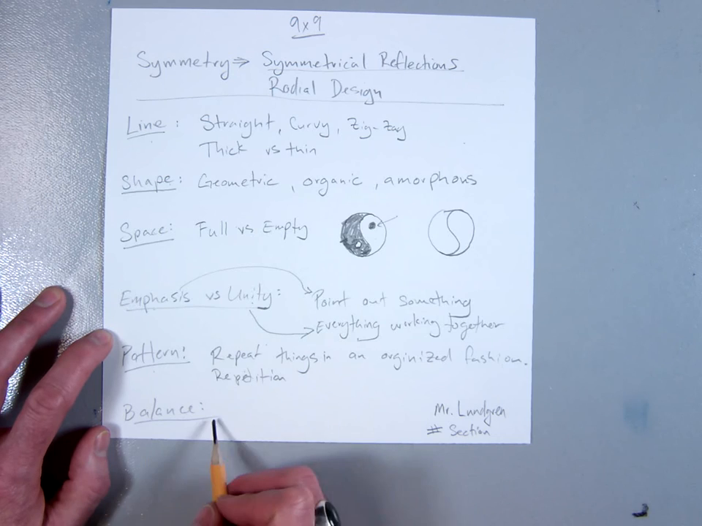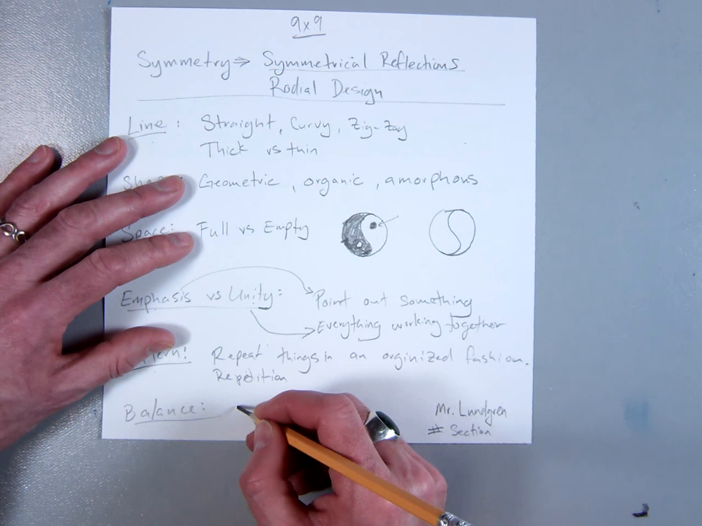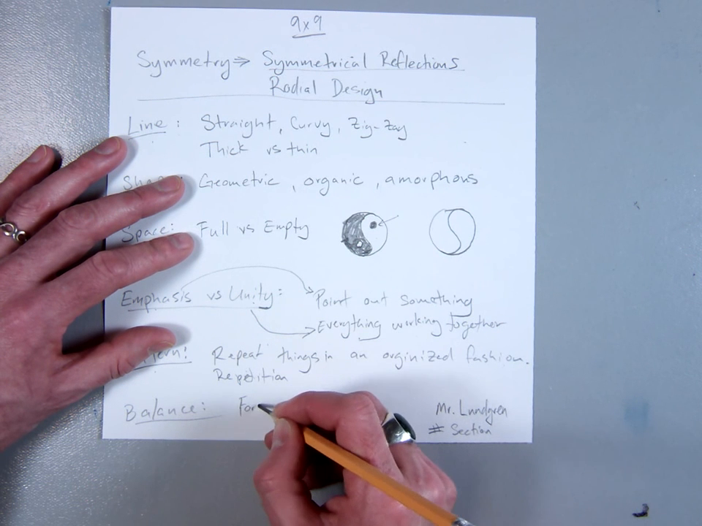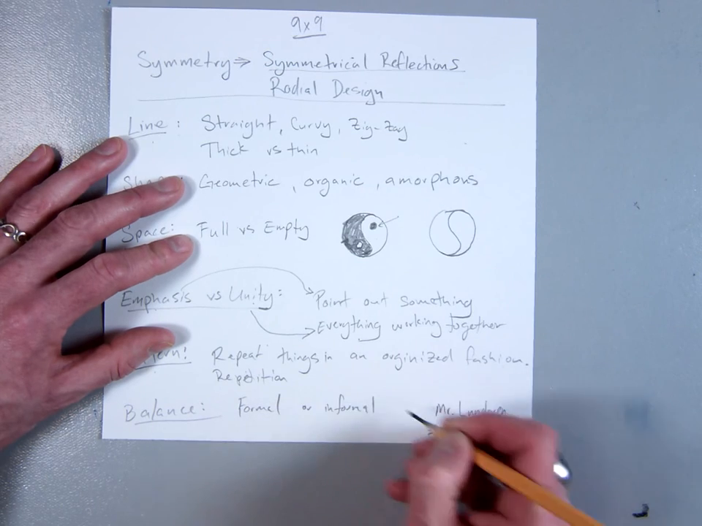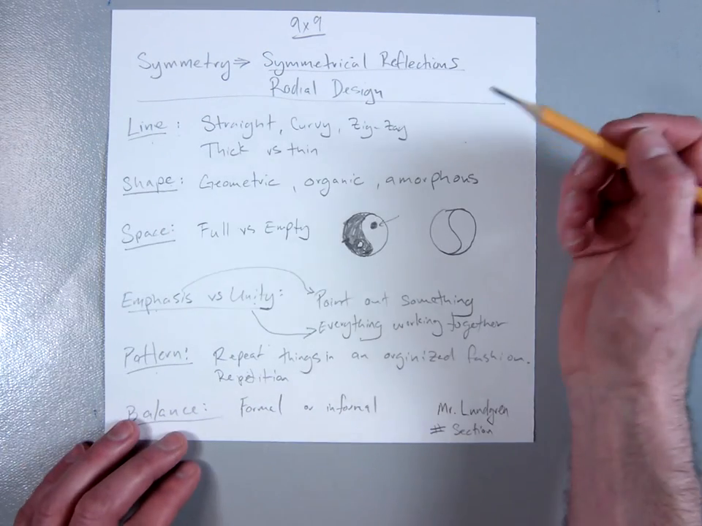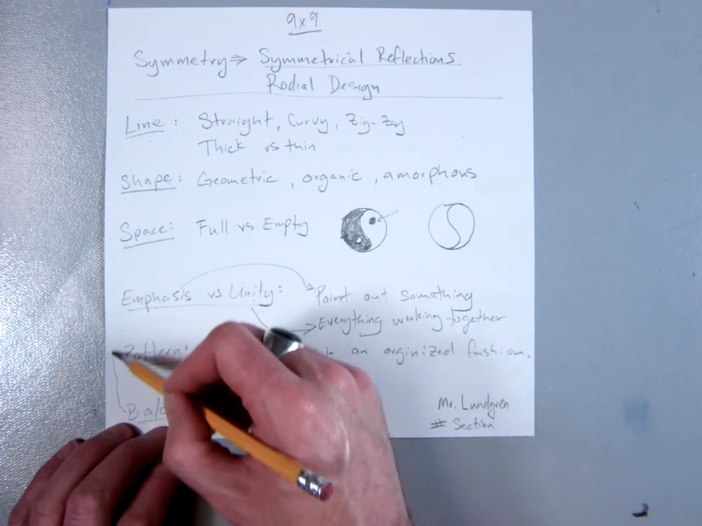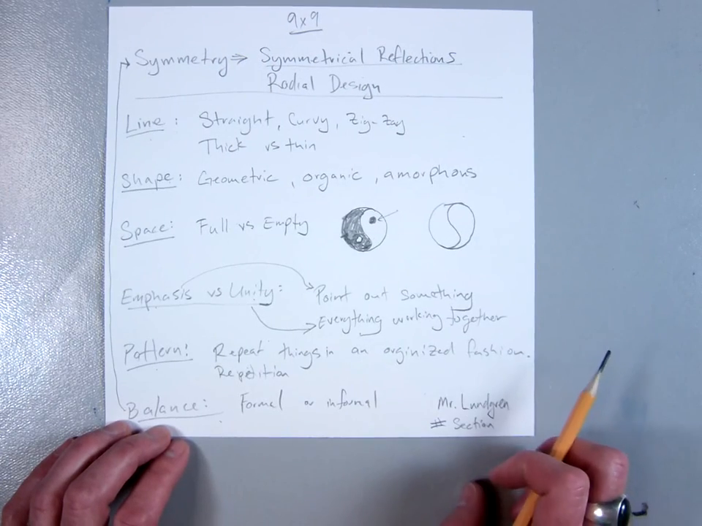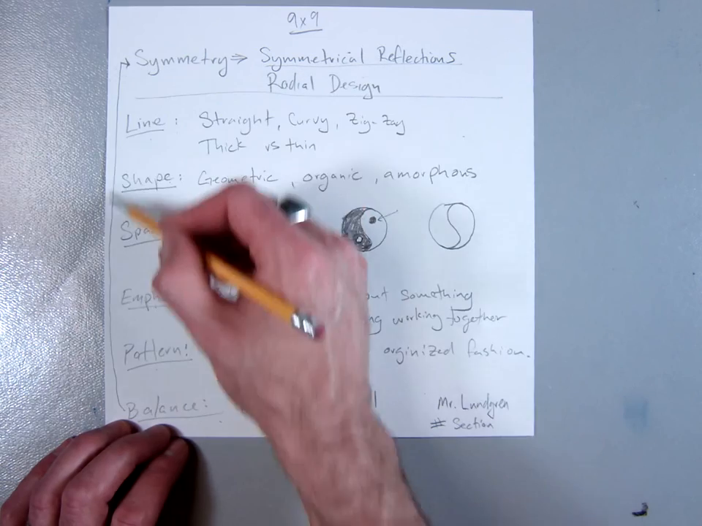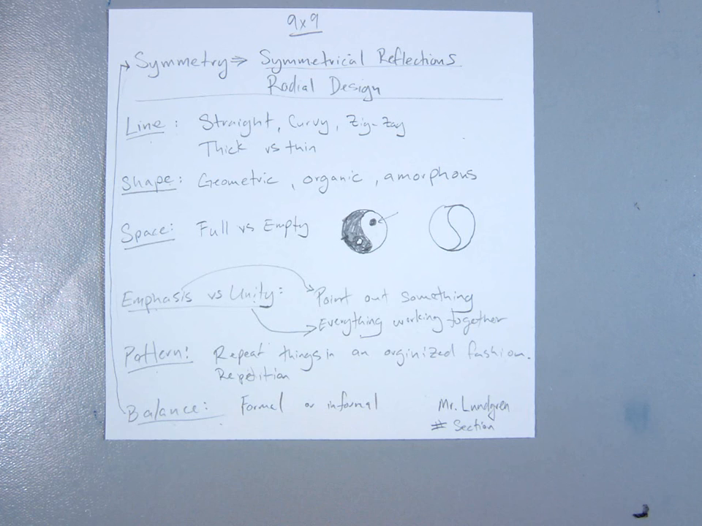All right. Now balance is the last thing. Balance can be formal or informal, which is the difference between symmetrical or not symmetrical, but our balance is all going to be going back to the idea of symmetry and creating that radial design. So balance and symmetry are going to encompass all of these concepts, and you're going to have to put all those concepts together to create a really nice radial design.